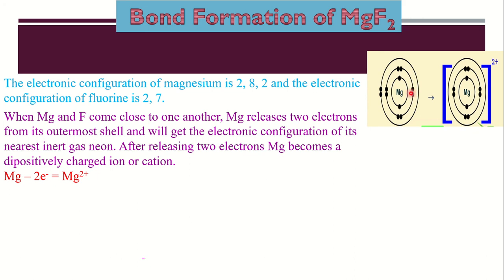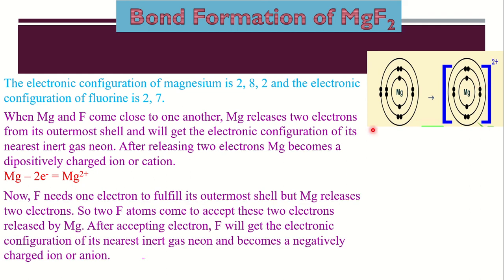Look here. Here magnesium has 12 electrons and 12 protons. So it was neutral. But when magnesium releases two electrons, then after releasing two electrons, this magnesium ion has 12 protons but 10 electrons. So it is now a dipositively charged ion.